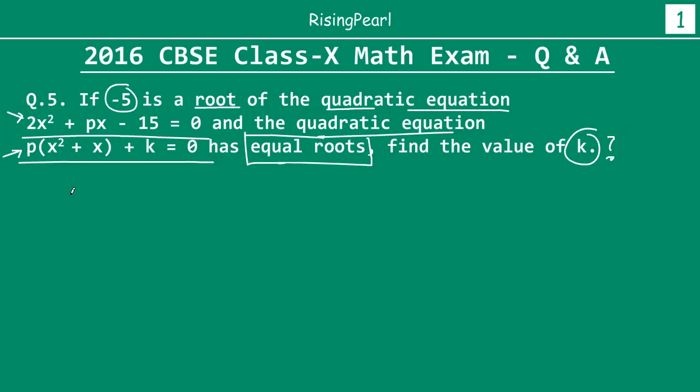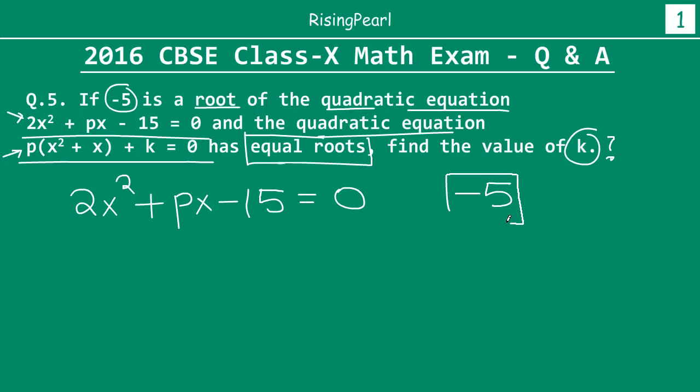So how are we going to solve it? Let's write the first quadratic equation: 2x squared plus px minus 15 is equal to 0. Now what is given is that minus 5 is a root of this quadratic equation. What does that mean? It means that if you put x equal to minus 5 here, our equation should hold good. Our equation should be true. If you have roots of the equation, that means they satisfy the equation. So let's replace x with minus 5 in this equation and see what happens.